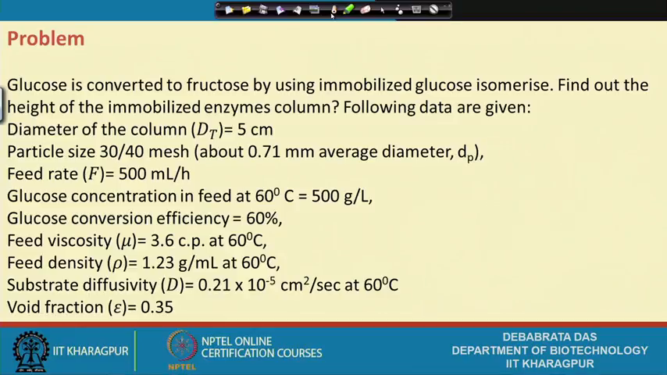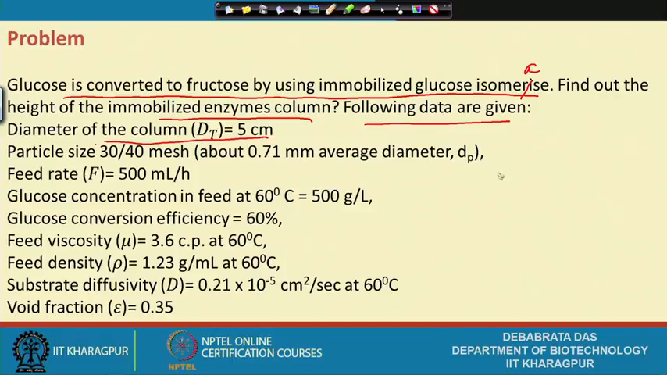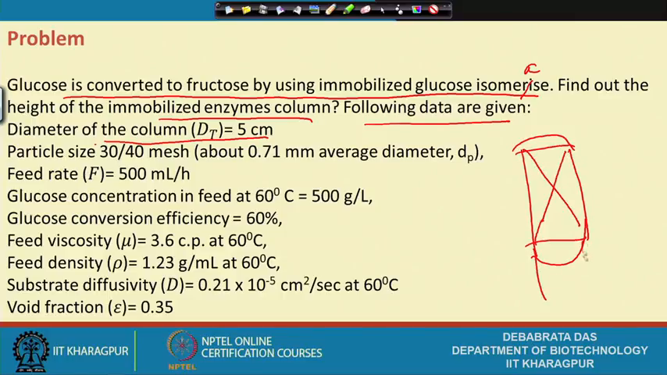So what is here, you see that glucose is converted to fructose by using immobilized glucose isomerase enzyme. This is the isomerase enzyme. Find out the height of the immobilized enzyme column. The following data are given. The diameter of the column, this diameter, is about 5 centimeter. Am I right? 5 centimeter.